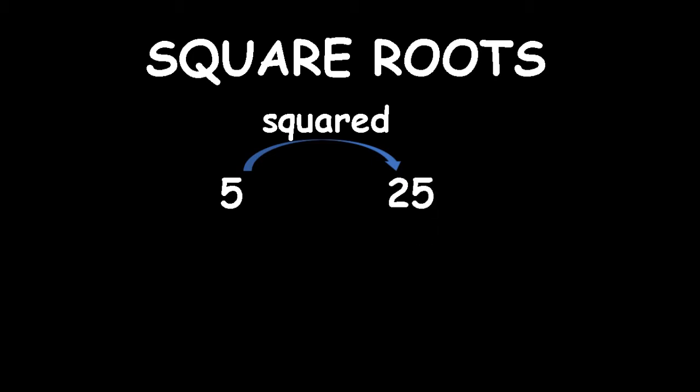For example, if we take the square of 5, square of 5 means 5 times 5, and that is equal to 25. And to do the opposite of that, let us take the square root of 25, and that will be equal to 5, which is the base of the square.